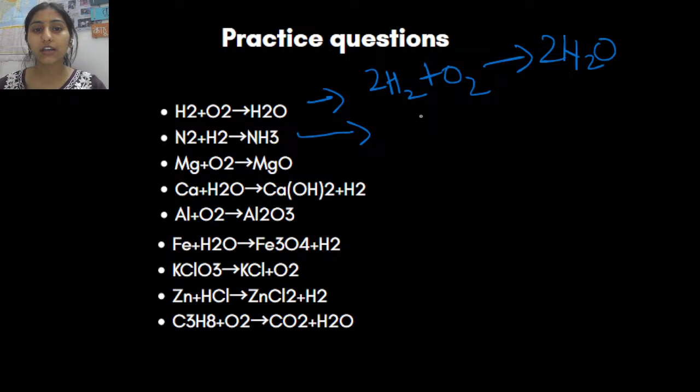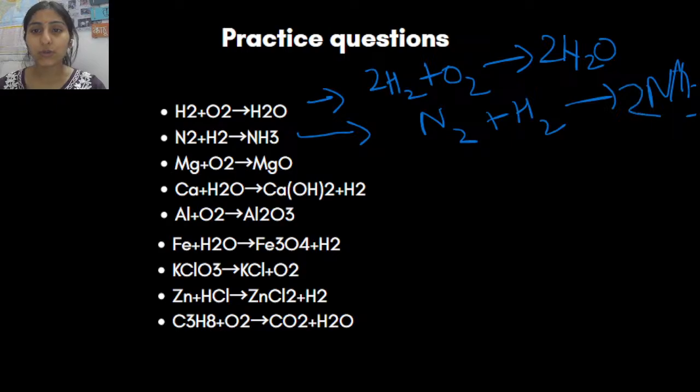Then again for N2 plus H2 gives NH3, how would we balance this? There are two atoms of nitrogen over here, so we would multiply this by 3. Then hydrogen, how many atoms do we have? 3 multiplied by 2, 6. And here only 2. So how would we cover this gap? We can multiply here by 3.